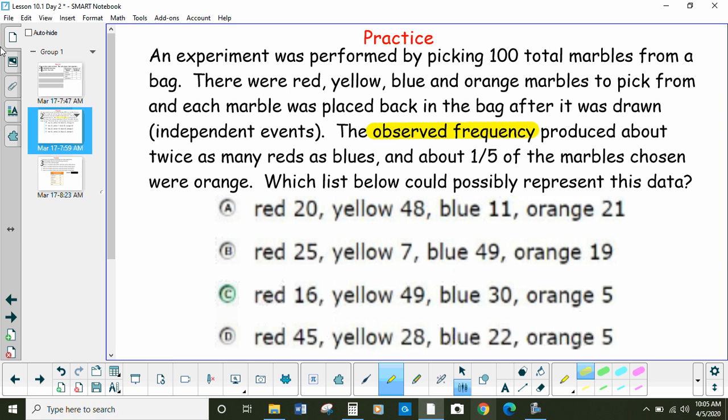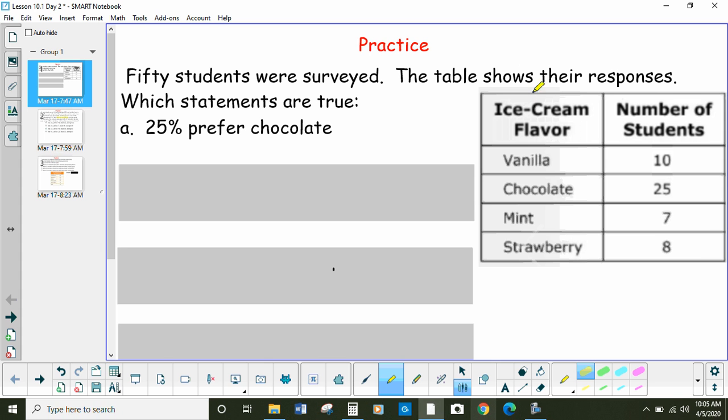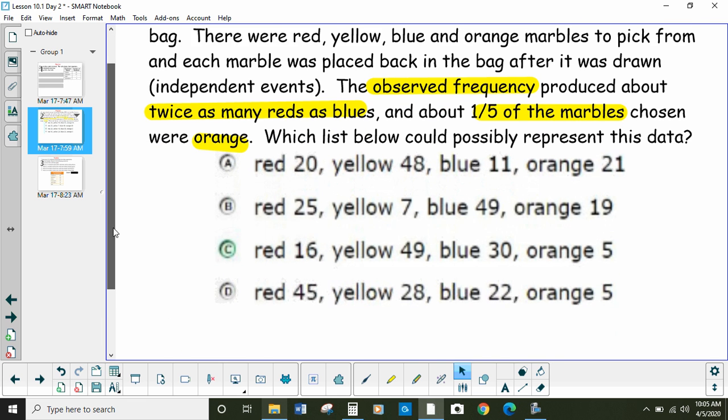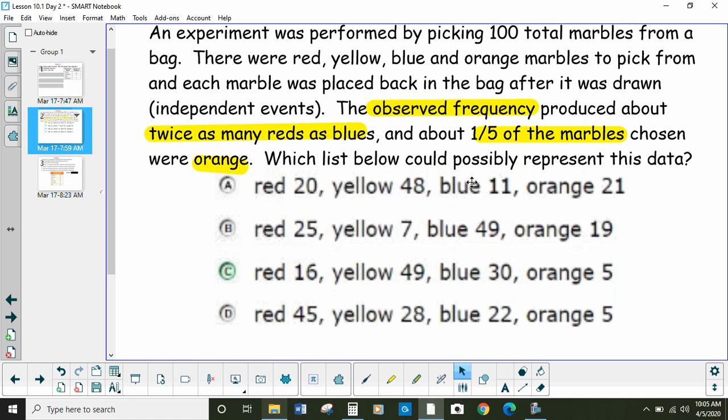So observed frequency means just like this problem over here. We did some experimental probability, and what we got was our observed frequency. So let's know that word, observed frequency. So our observed frequency gave us this information down here. We learned that there's twice as many reds as blues, and 1/5 of the marbles were orange. So that was our observed frequency. So the question is, which of these down here match this information?